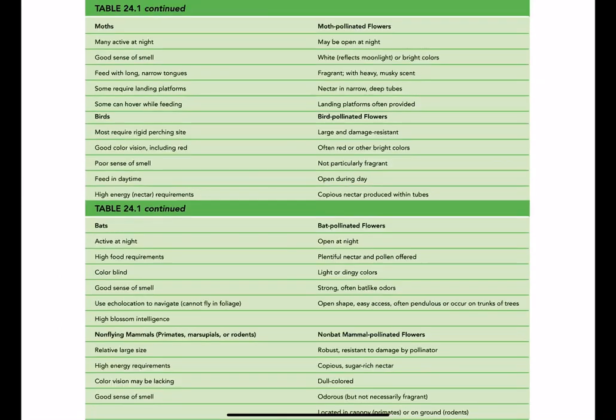And here's another, again, you can pause here and read these up close if you want. These are kind of correlated here. Each line is correlated with one another. Well, actually, not always, I guess. Good sense of smell. White. Fragrant. Yeah, cool.